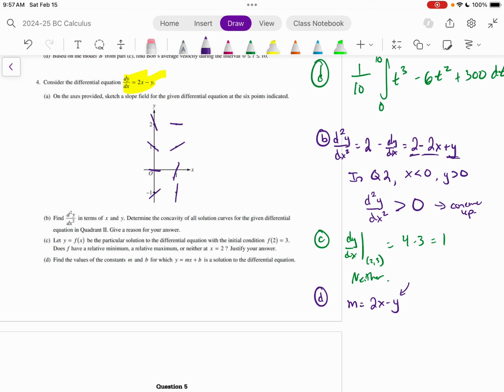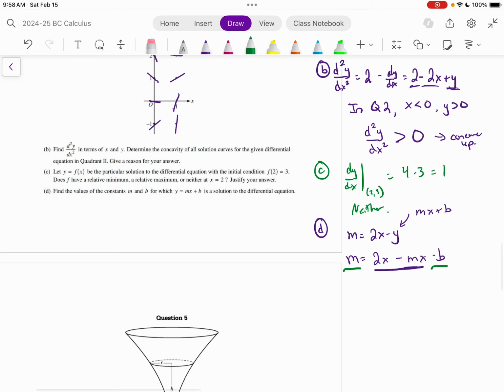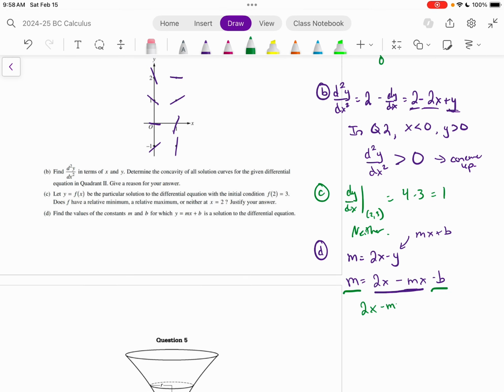And what is this y? Y is mx plus b, right? So m would have to equal 2x minus mx minus b. And I know you're looking at this and you're like, this is a lot of alphabet soup here, right? But if you think about it, we sort of have this partial fractions type problem here, where these guys are going to have to be 0, and these guys are going to have to be 0.